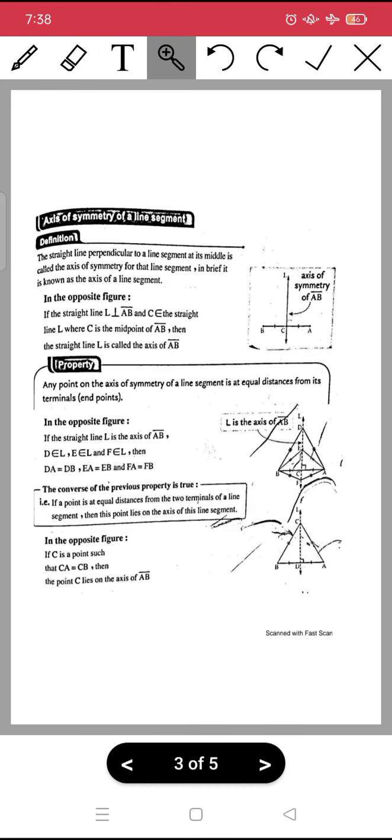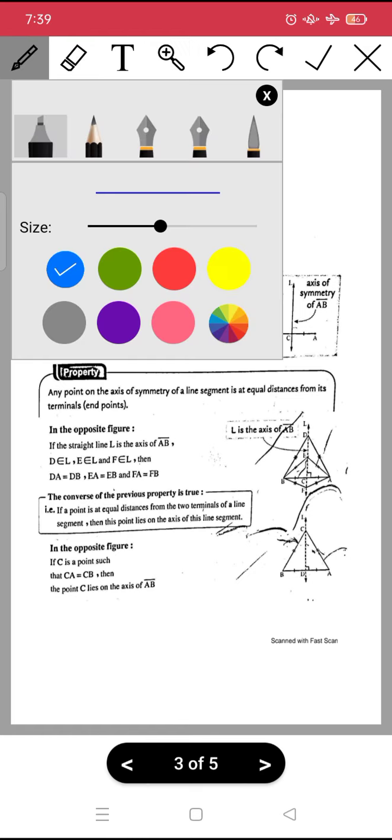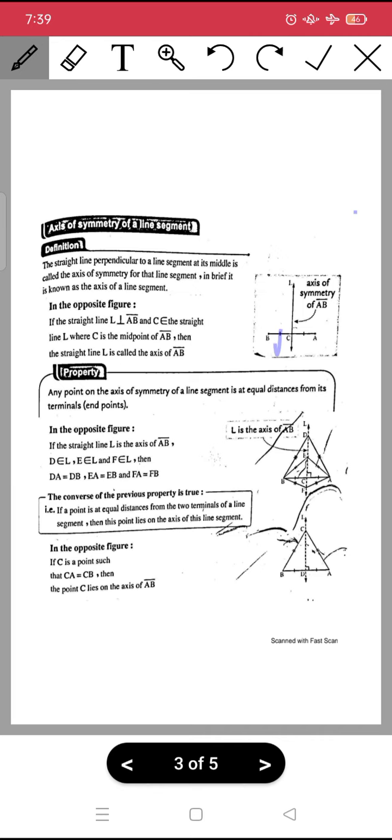The definition of it is a straight line perpendicular to a line segment at its middle, and it is called the axis of symmetry. It is the straight line which will divide the line segment into two equal parts, meaning bisect it, and perpendicular to this line. So L is the axis of symmetry of AB. Why? Because it divides it into two equal parts, meaning BC equals CE, and at the same time it is perpendicular on it.